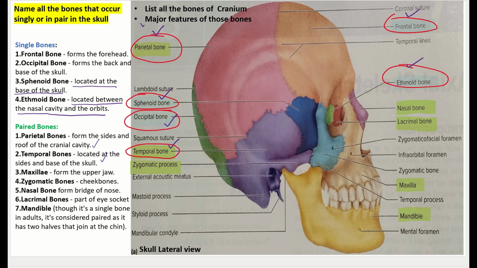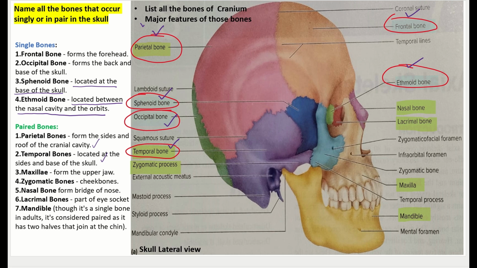Parietal bone, temporal bone, maxilla, zygomatic bones, nasal bone, lacrimal bones, and mandible are some bones that exist in pairs. We have already discussed the parietal and the temporal. Now the maxilla. The maxilla forms the upper jaw. Zygomatic bones form the cheekbones. The nasal bones form the bridge of the nose. The lacrimal bones are part of the eye socket. The mandible, though it is a single bone in adults, is considered paired as it has two halves that join at the chin. So these were the few bones that exist in pairs.